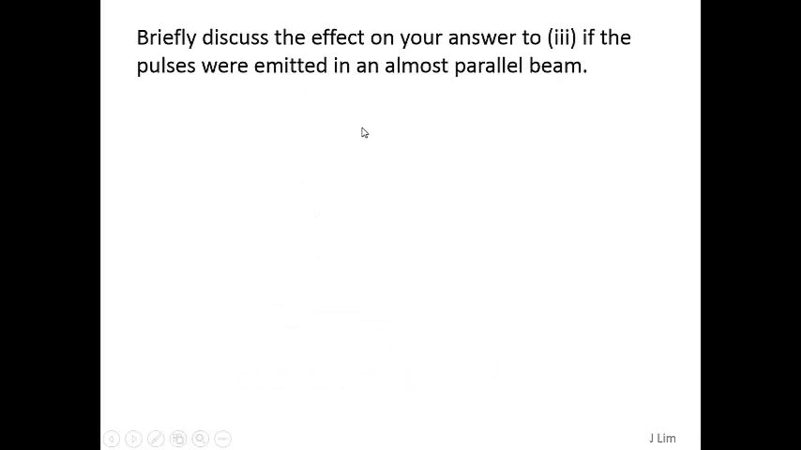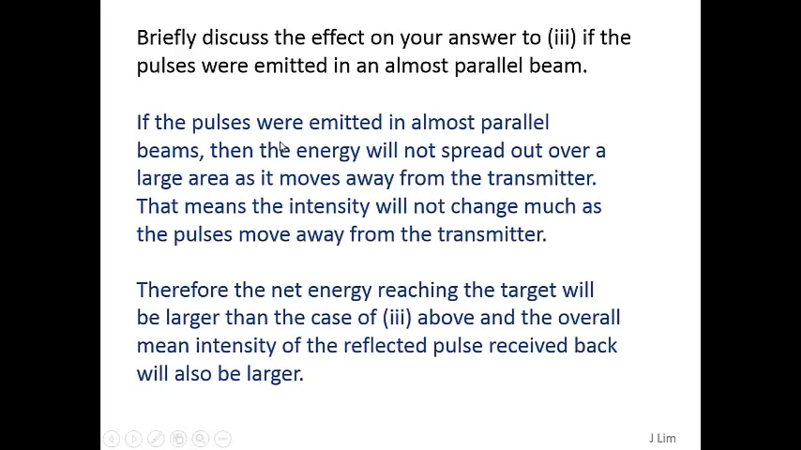Briefly discuss the effect on your answer to 3 above if the pulses were emitted in a almost parallel beam. Now if the pulses were emitted in almost parallel beams, then the energy will not spread out over a large area as it moves away from the transmitter. That means the intensity will not change much as the pulses move away from the transmitter. The net energy reaching the target will be larger than the case of 3 above, and the overall mean intensity of the reflected pulse received back will also be larger.